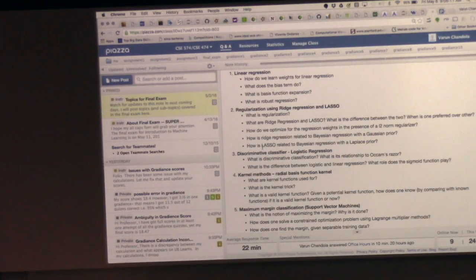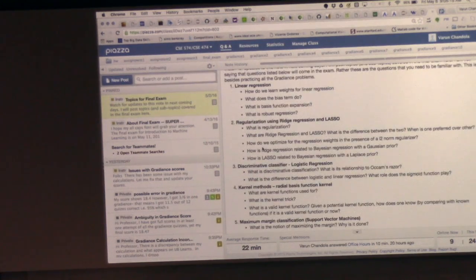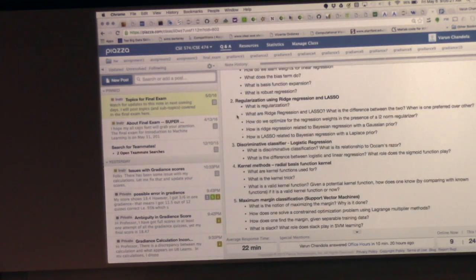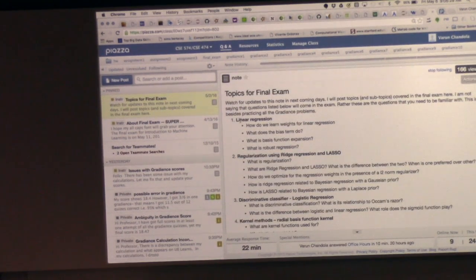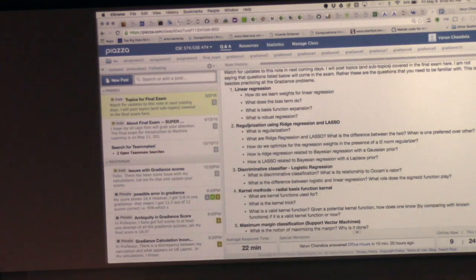So these are the general topics that we covered during the second half of this course. I have listed out all the topics, and within each topic I have listed out the subtopics that we looked at. So make sure that you know the answers to these questions. I'm not saying that these will be the questions that will come on the exam, but this is the general understanding that you want to have, apart from practicing the gradient quizzes.